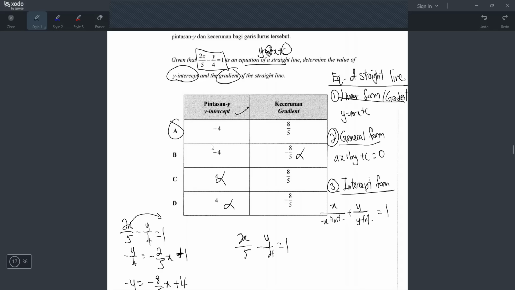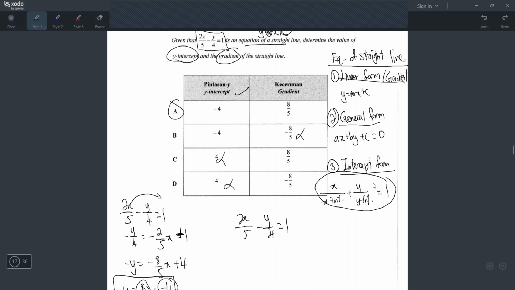So if you look at this equation, yang dia bagi, 2x over 5 minus y over 4 equals 1, it's very, very similar to the intercept form. Do you agree? Because the intercept form is also equals to 1. And this one also equals to 1, right? So the other method to do this question is you can change to intercept form, right?